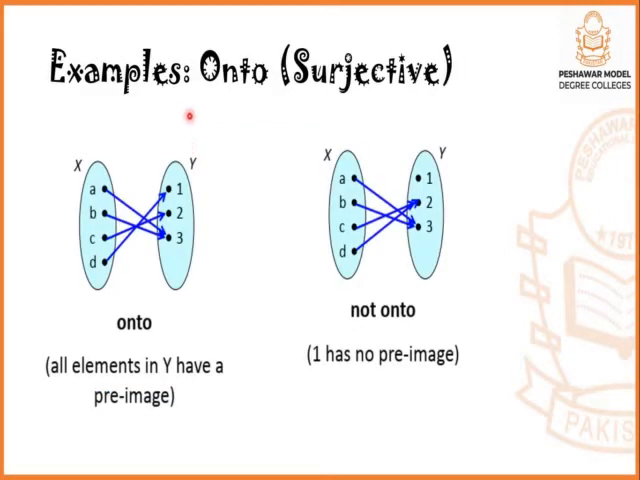Now understand it with the help of examples. Set X has the elements a, b, c, d and Y has 1, 2 and 3. Now this is an onto function because all the elements in Y have a pre-image. Now this one is not onto because 1 has no pre-image. If 1 had a pre-image, then it would be onto.